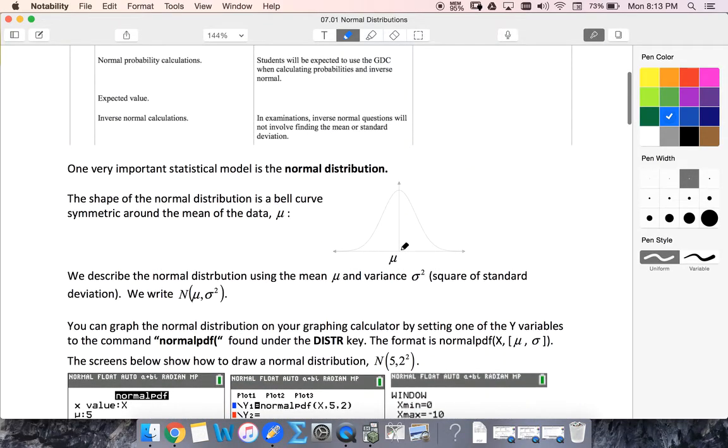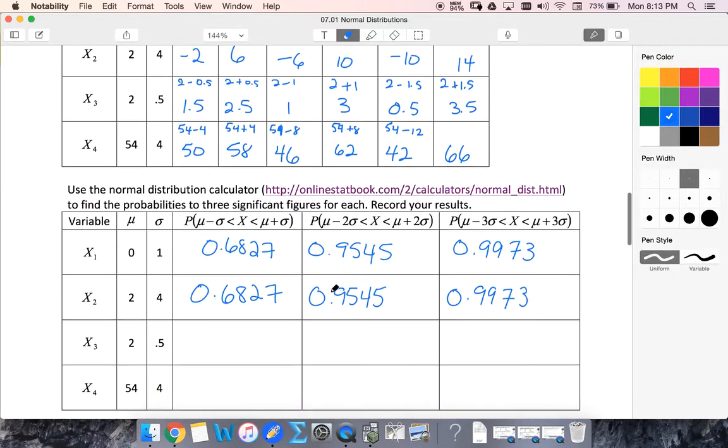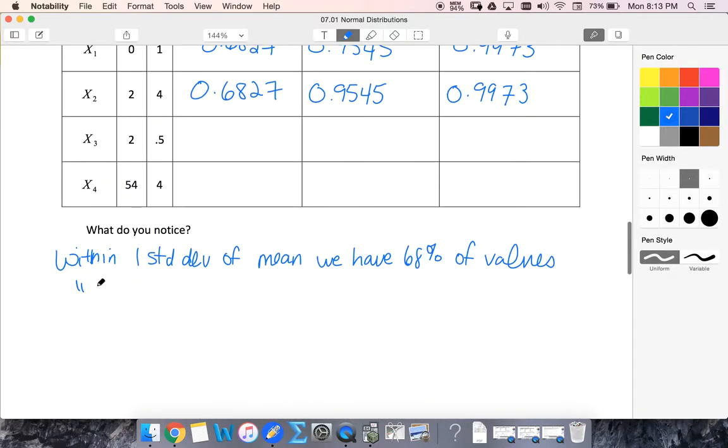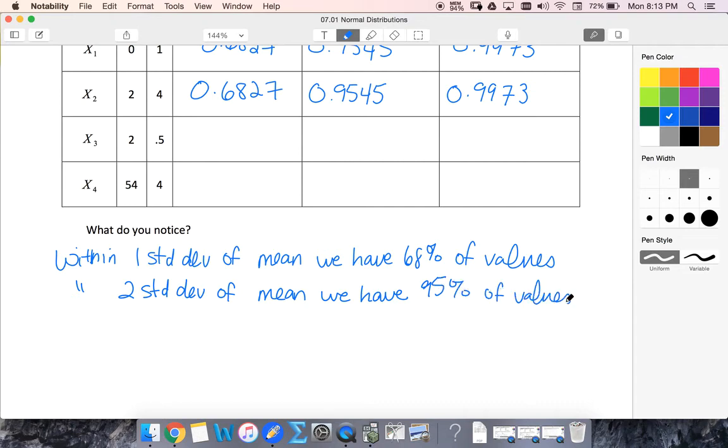So that's what I was saying back in the beginning. When we talk about the normal distribution, most of the values are around the mean. So 68% are within 1 standard deviation of the mean. Remember, standard deviation was one of our measures of distance. So it's our measure of distance from the mean. Within 2 standard deviations of the mean, we have 95.45%. So almost every single value is within 2 standard deviations of the mean.